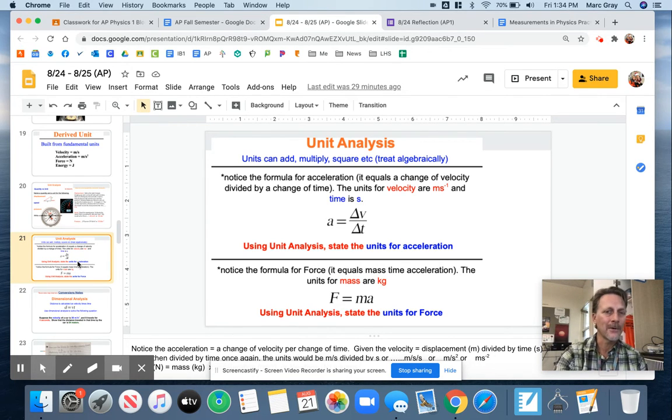And so if you put that in the formula there, you're saying something like meters per second per second. See that? And then when you put those per seconds together, it becomes meters per second squared. And so that's sort of how we would do unit analysis and come up with units for acceleration. You'll see we do another one right below it for force too.